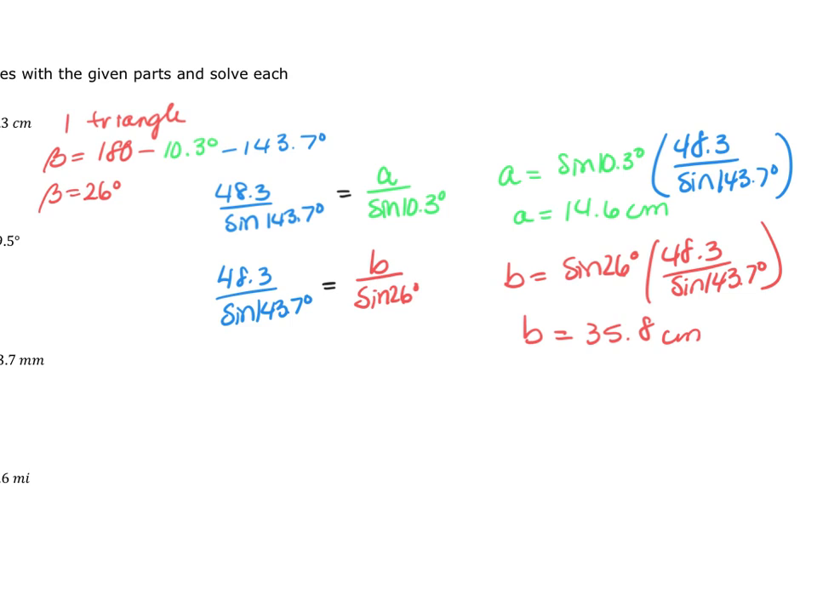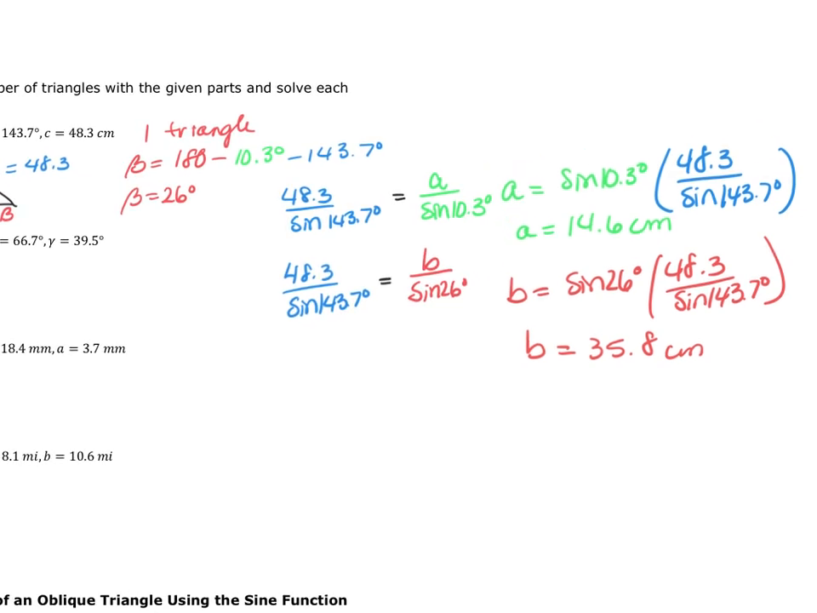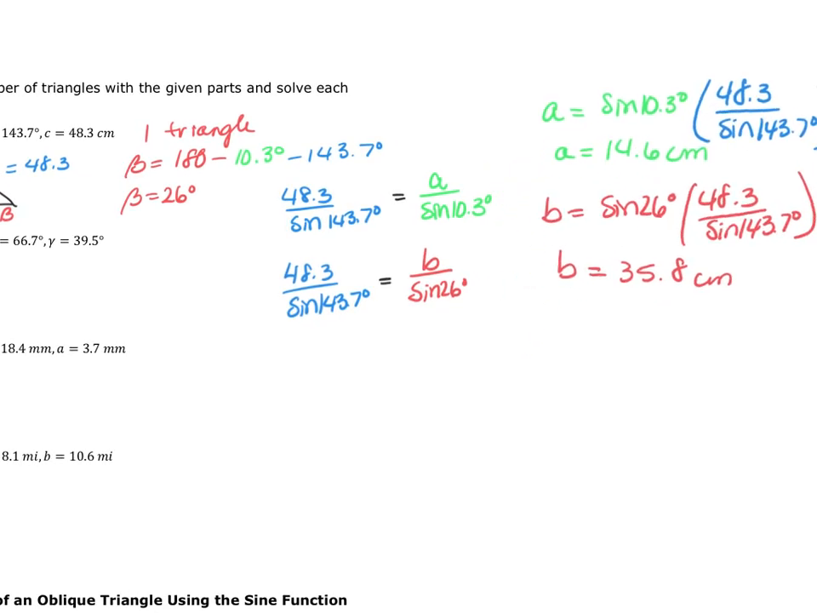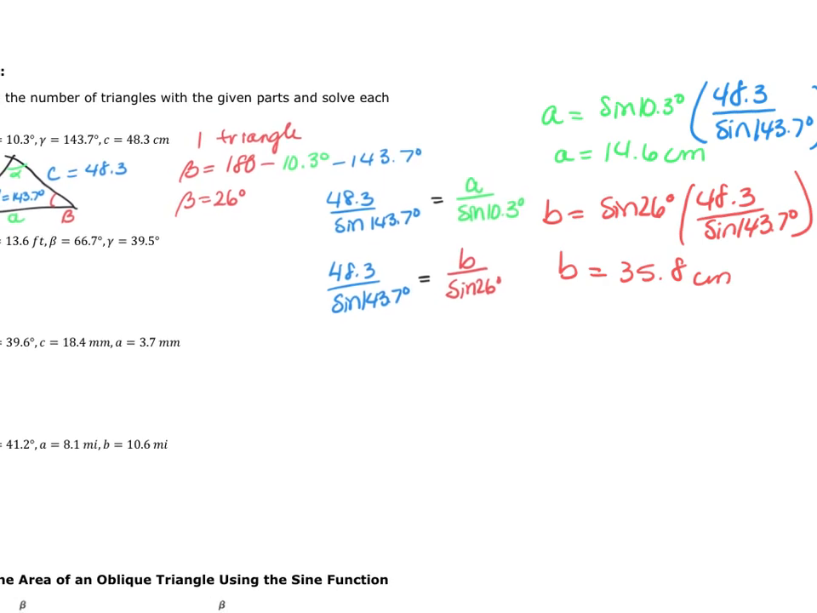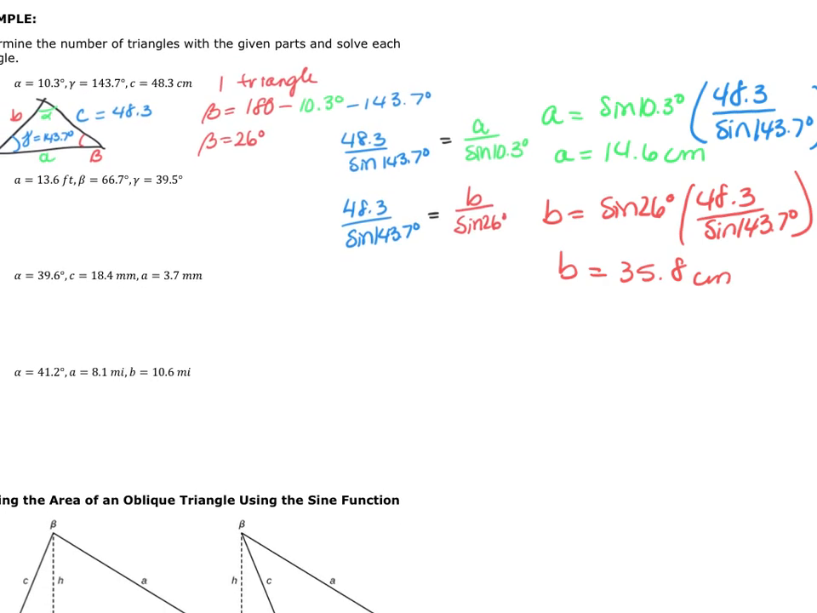So now I've found all of my angles and all of my sides, and let's stop and think about what's happening here. Notice that the largest side was my side c, and my largest angle was opposite my side c. That makes sense: the largest angle is 143.7 and my largest side is 48.3. My next largest angle is my beta, which is 26 degrees, and its side is 35.8, so it makes sense that those are opposite each other. And then my smallest angle, the 10.3, is opposite my smallest side, and of course that makes sense.